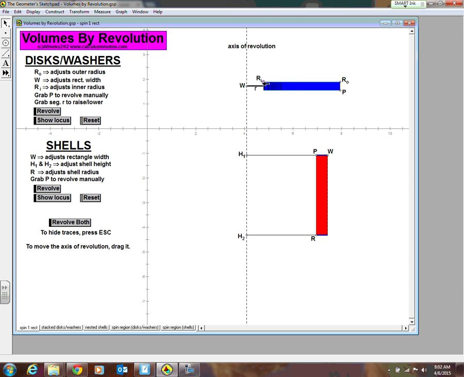So what we're going to do is, do you see this rectangle? See that blue rectangle? I'm going to spin it about this axis of rotation. And the question is, if you take this rectangle and you spin it around, what are you going to get? What three-dimensional figure?